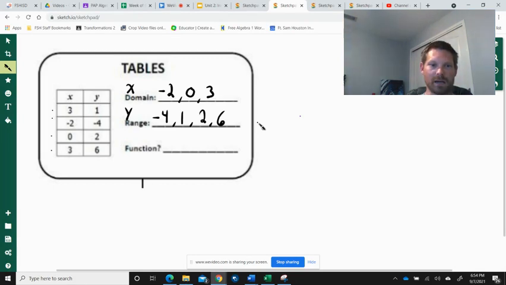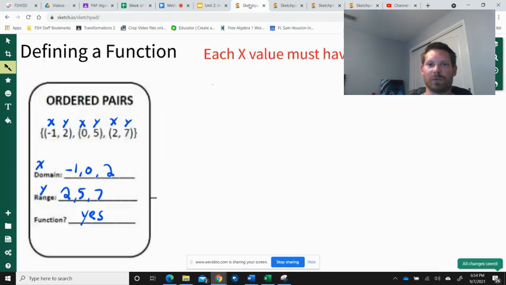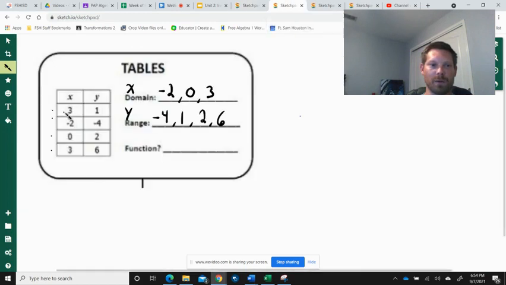All right. Now, is this a function? Let's see. What was my rule? Each x value must have only one y value. All right. Well, 3 happens to go to 1. It also goes to 6. So this is an example of a non-function. This breaks the rule. Okay, because the same number has 2 different y values. Can't happen. Can't happen.